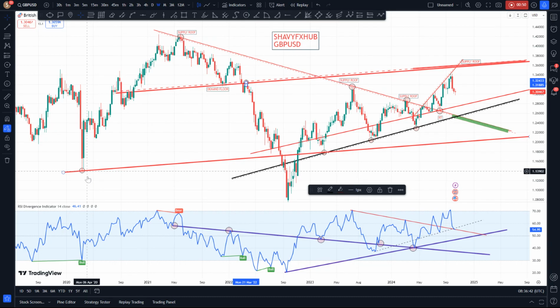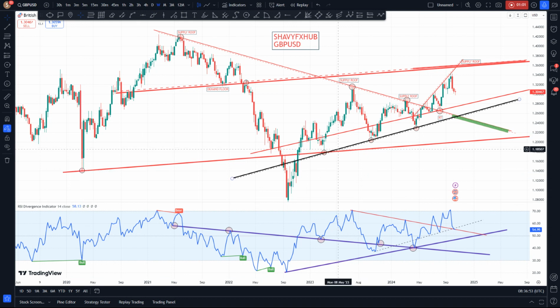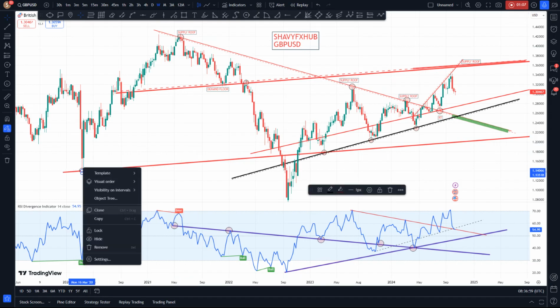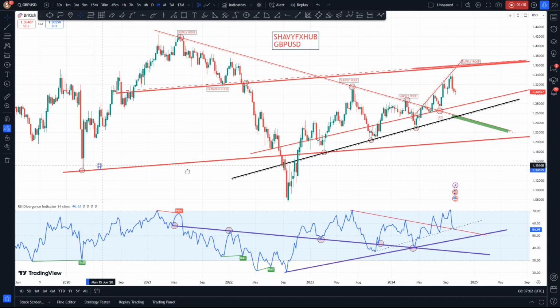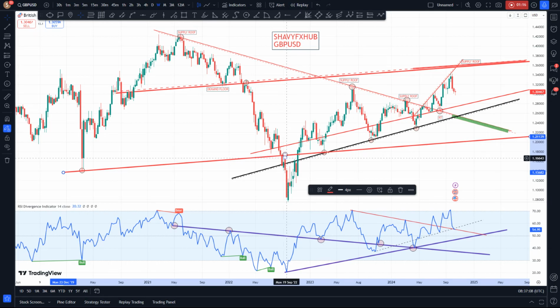So let's get back to April 2020. In the month of April 2020, we had a support structure. Price broke the structure, retested, and on that retest, it further sold down. And when price came back in November 2022, it broke the structure and returned in March 2023 and went up again to create another resistance structure.